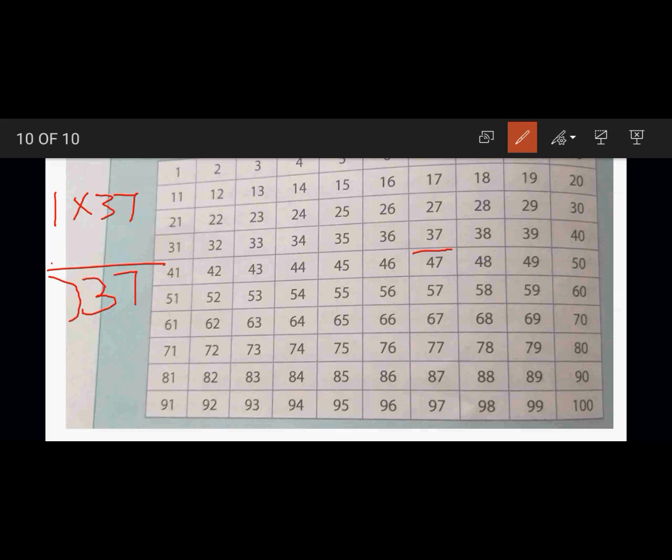37, look at the 7 in the ones place, children. Is it an even number or an odd number? Please put your answer in the chat box. All of you, please share your answer in the chat box.